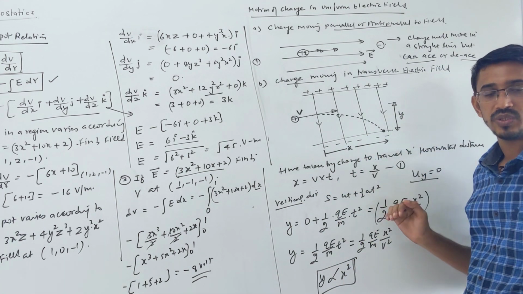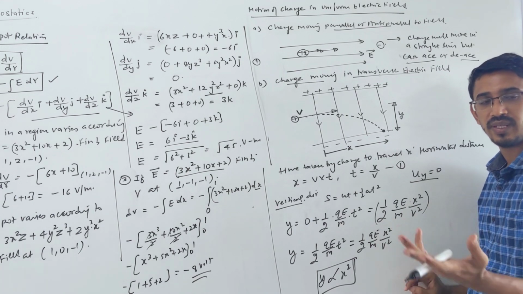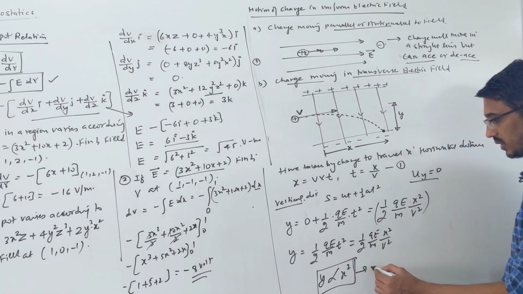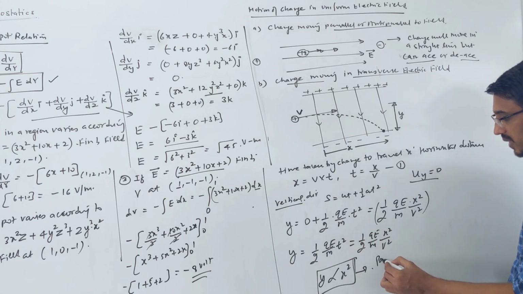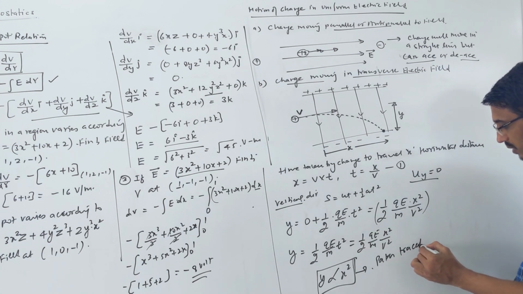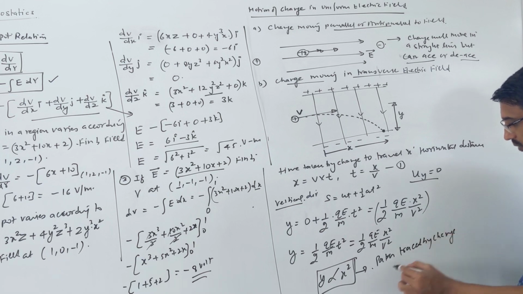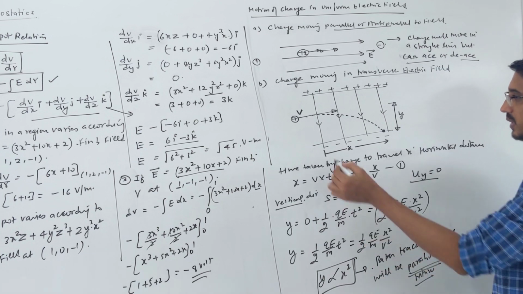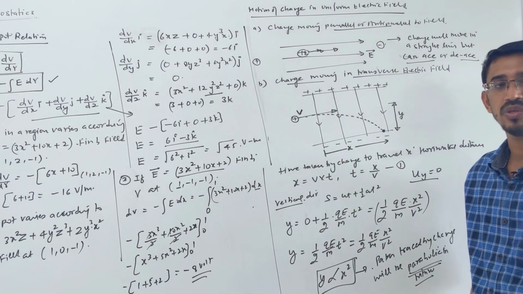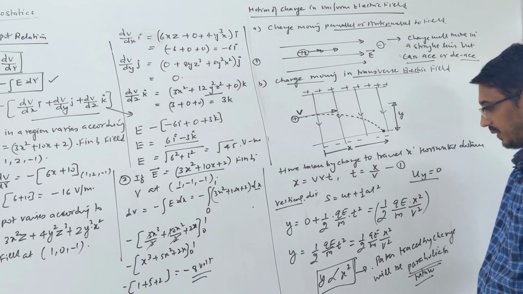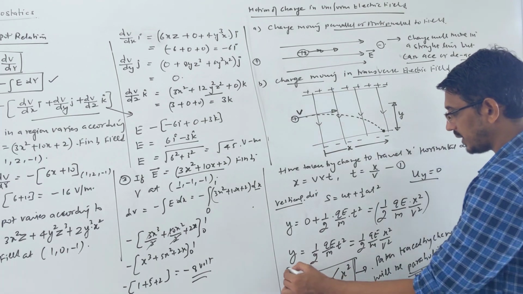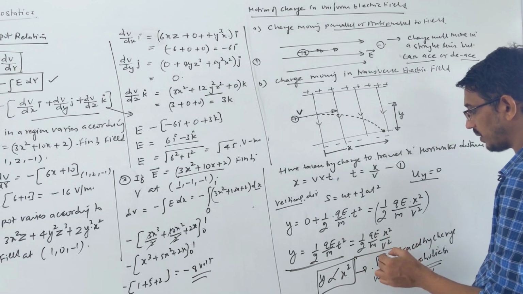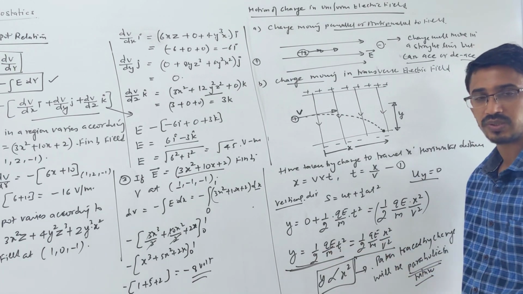It means this is a parabolic curve, because the equation of a parabola is x proportional to y square, or y proportional to x square. So this is the equation of a parabola. So the path traced by the charge will be parabolic in nature, just like a projectile motion, horizontal projectile motion. So you can remember this deflection. They can ask you sometimes in terms of velocity or distance, or directly in terms of time also.